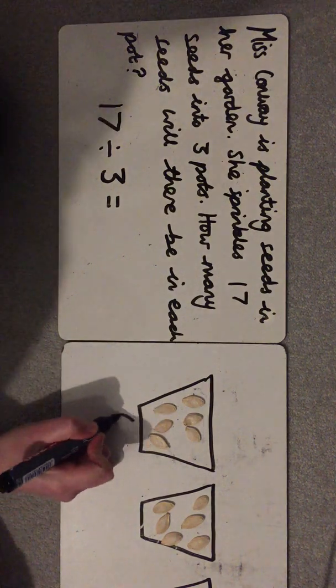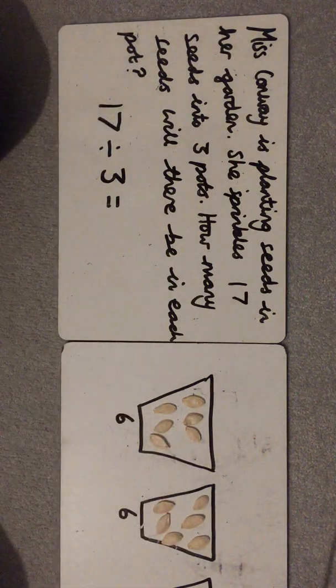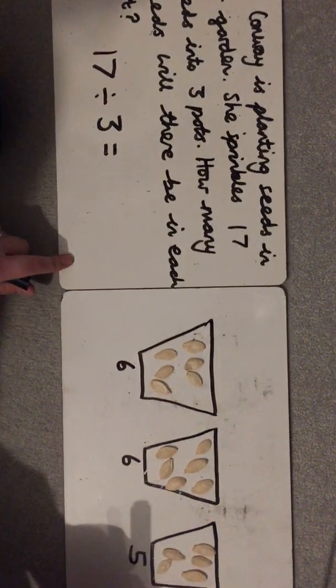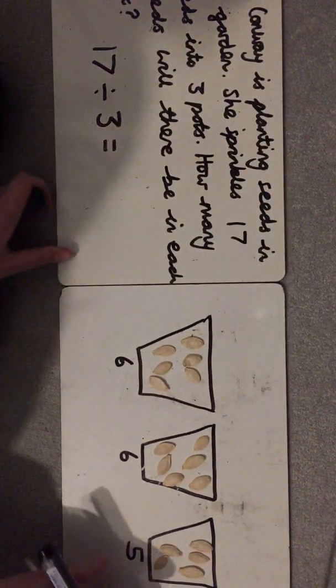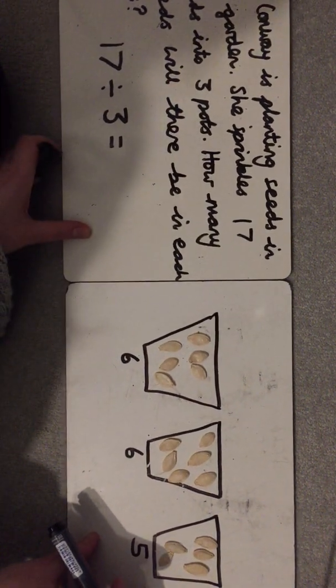I've got 6 in this pot. 1, 2, 3, 6 in this pot and 5 in this pot. Good? Can we do that? Sorry, I've realised that I've cut off a bit of the board whilst I was counting, so I'll just move it over so you can see what I did.